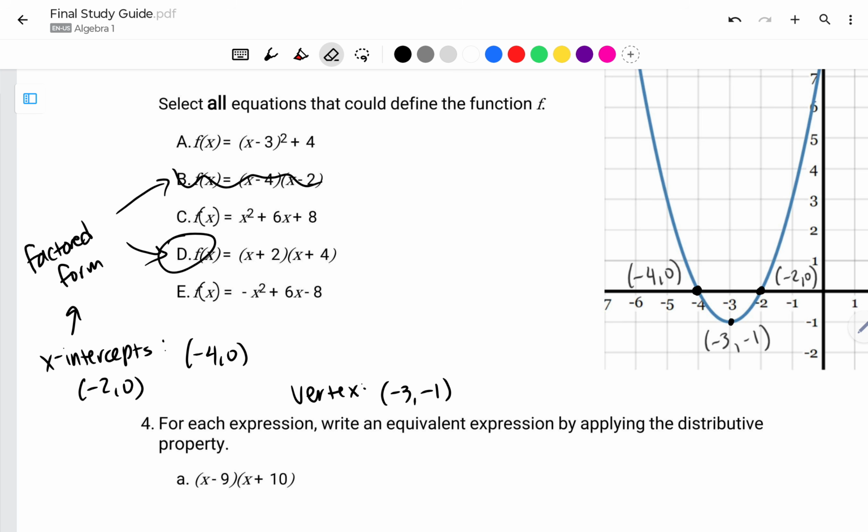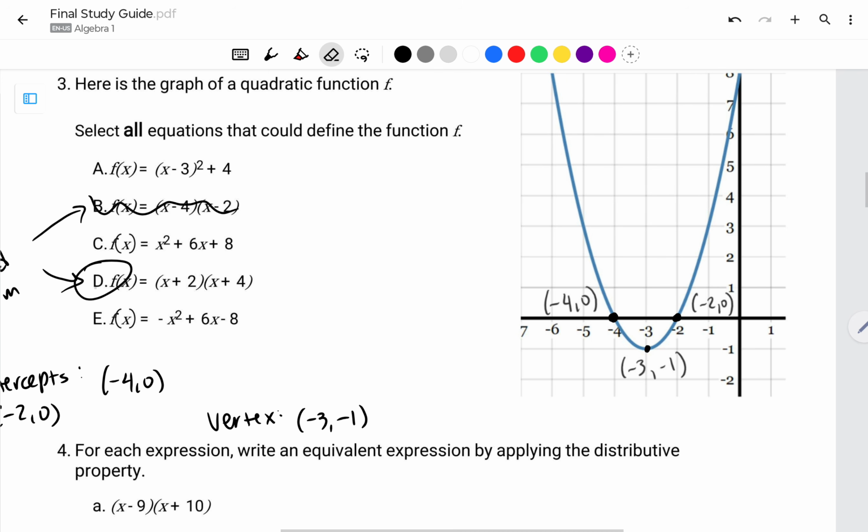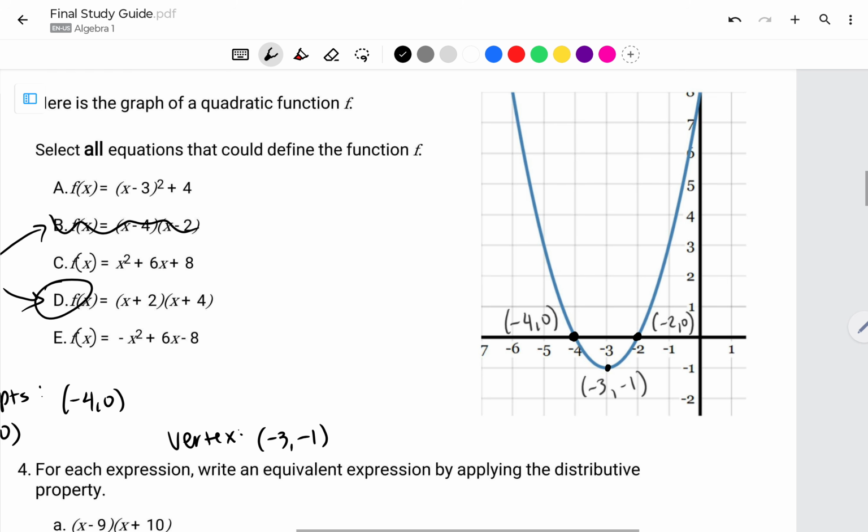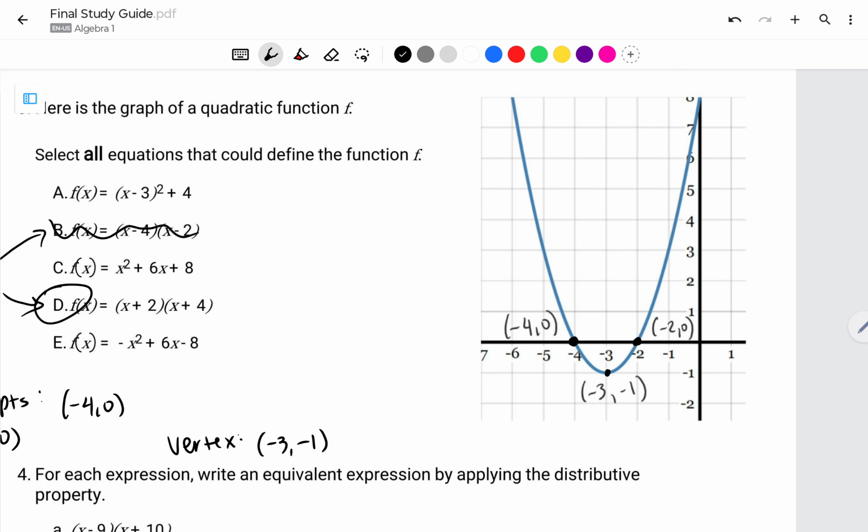Another thing we want to check is the vertex. How do we find the vertex? Right, we have to find the a, b, c, use the axis of symmetry, and plug the axis of symmetry into the equation to get our y coordinate, right? So when we're looking at the graph, we know the axis of symmetry is where?